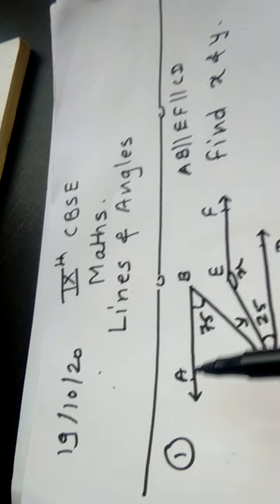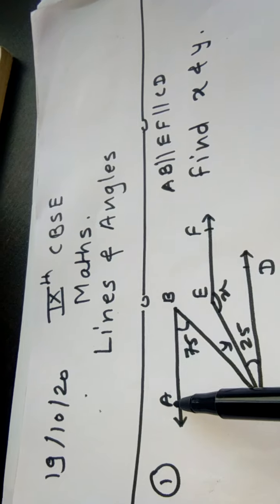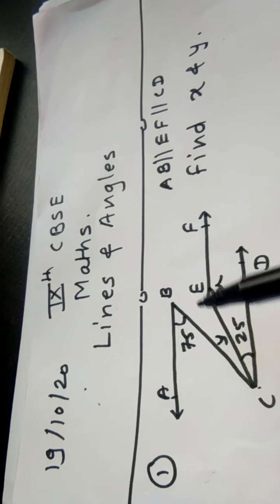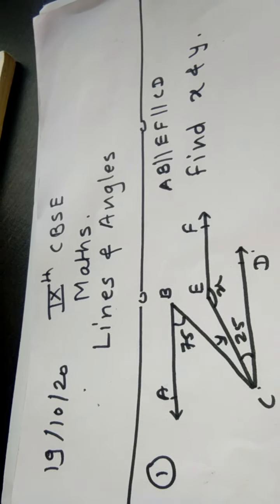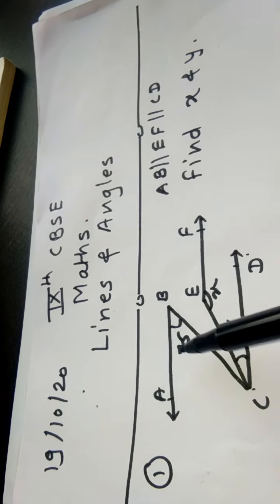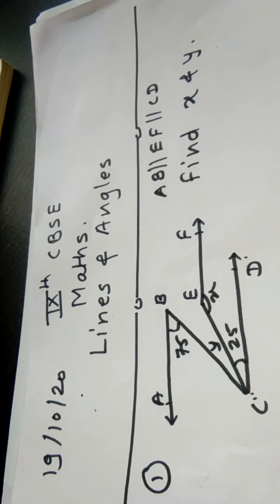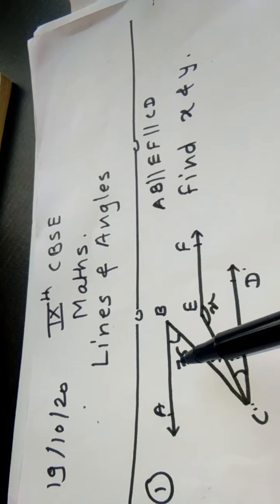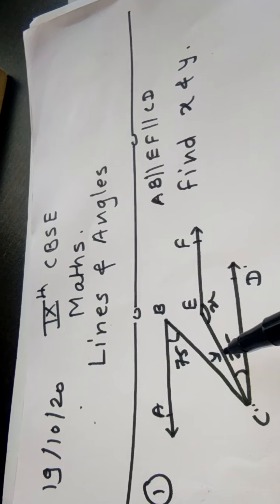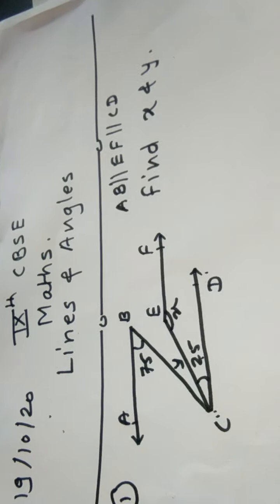Now see. AB is parallel to CD. Measure of angle ABC is equal to angle BCD because BC is the transversal. Angle ABC and angle BCD are alternate angles. Therefore 75 equals Y plus 25. In this way we can find the value of Y.